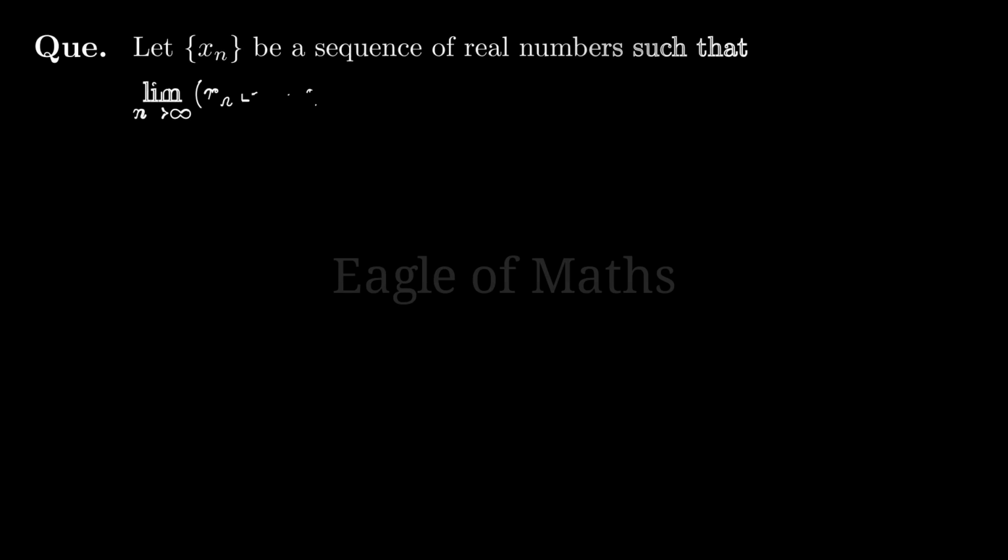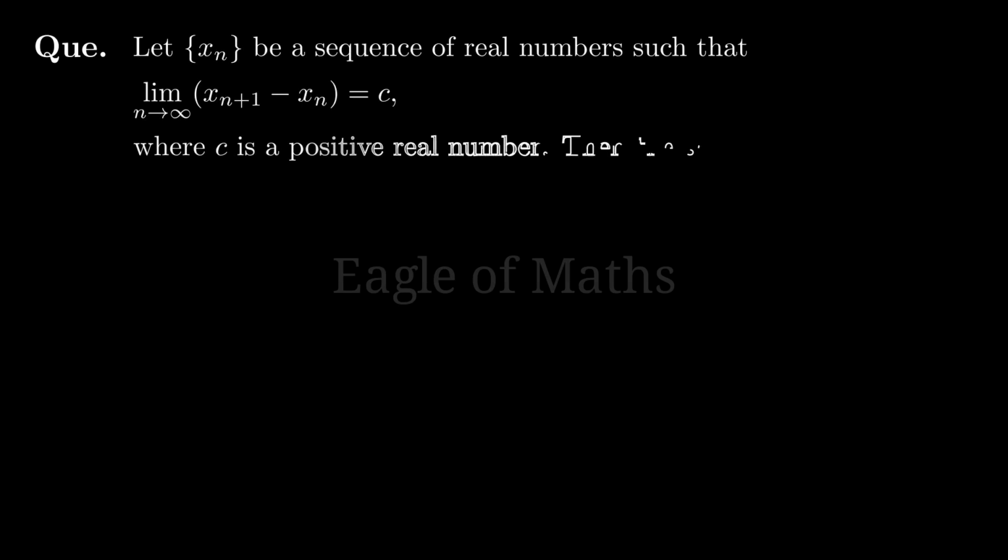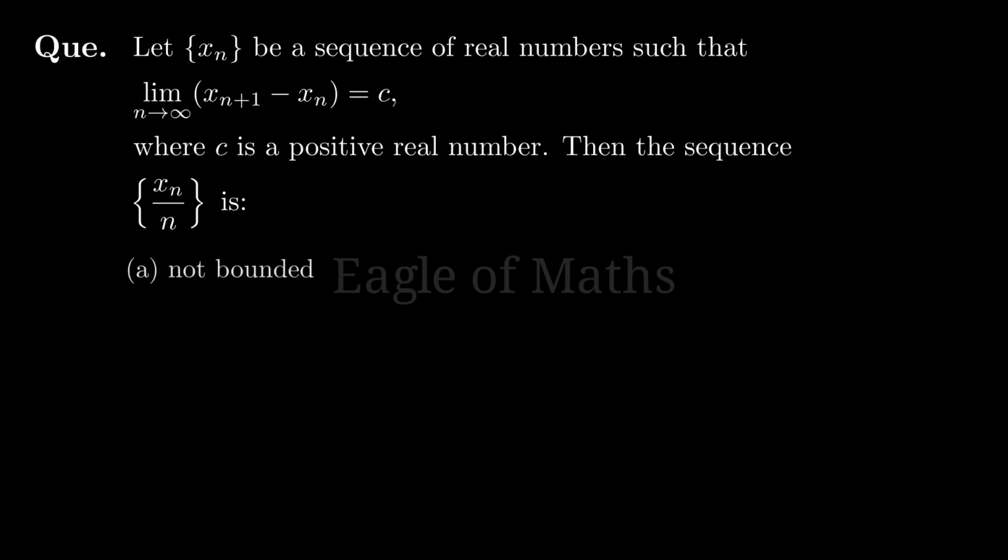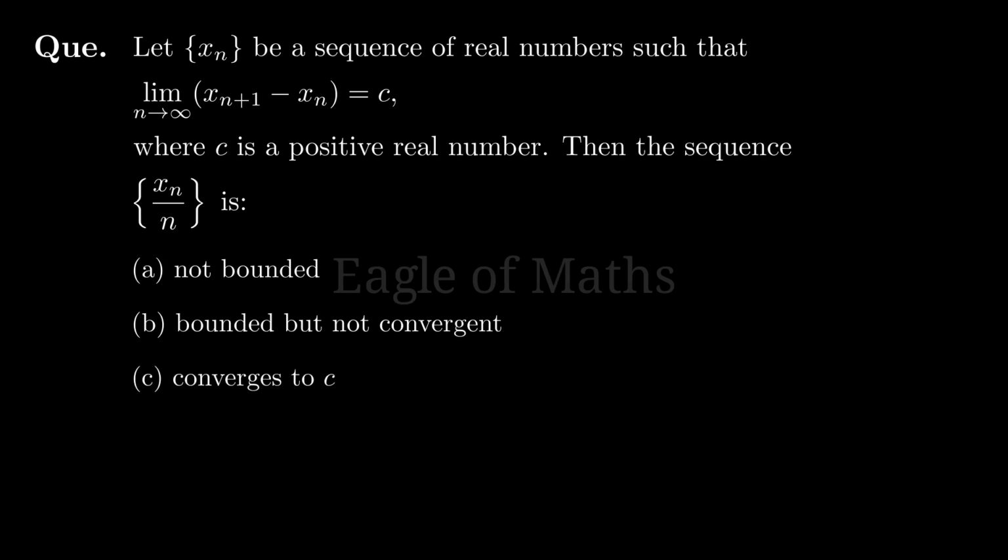Question. Let xn be a sequence of real numbers such that the limit as n tends to infinity of xn plus 1 minus xn is equal to c, where c is a positive real number. Then the sequence xn divided by n is. Option A. The sequence is not bounded. Option B. The sequence is bounded but not convergent. Option C. The sequence converges to c. Option D. The sequence converges to 0. Think carefully and choose the correct option.